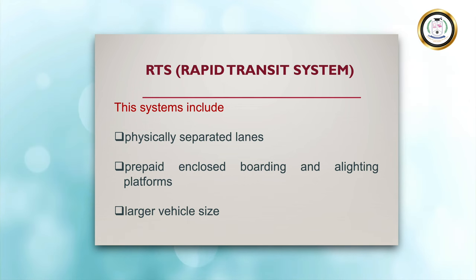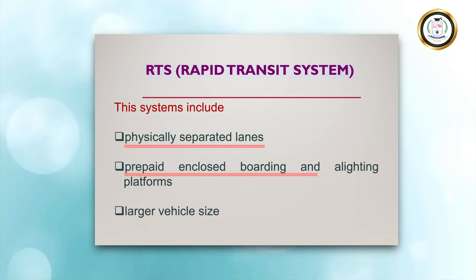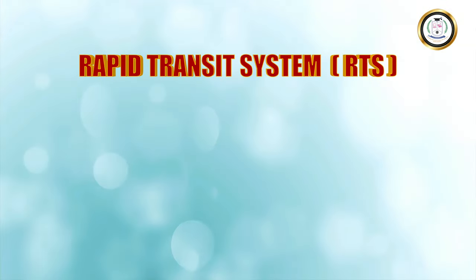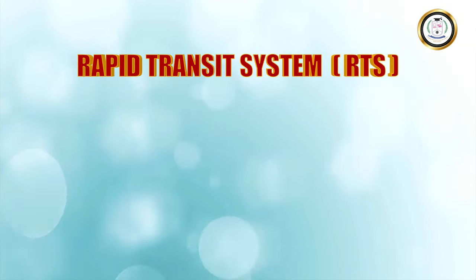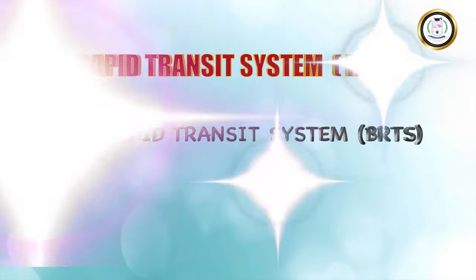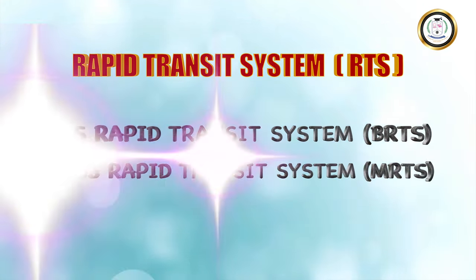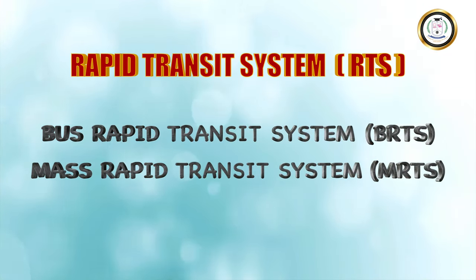So broadly speaking, public transportation services are categorized as rapid transit system. This rapid transit system includes physically separated lanes, prepaid enclosed boarding and separate station platforms, and it provides larger services of vehicles. There are two categories in the RTS, rapid transit system. One is BRTS, bus rapid transit system, and the second one, MRTS, mass rapid transit system.